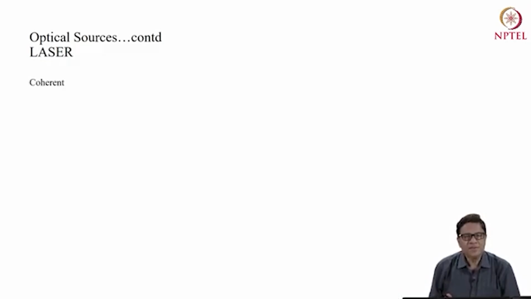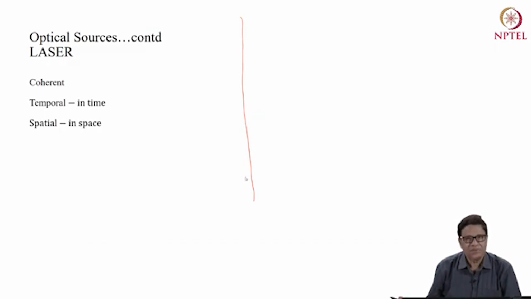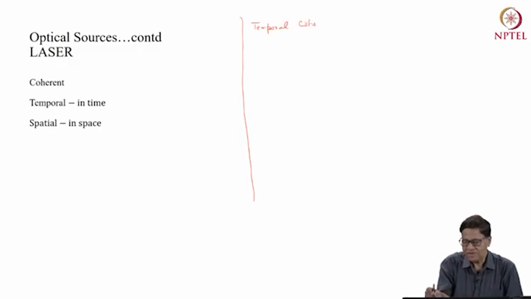So laser, first of all, is a coherent source of light. We need to first understand what coherency is. Coherency can be of two types. One is temporal coherence, which is in time. The other one is spatial coherence, which is in space. So let us try to understand temporal and spatial coherence. First, temporal coherence.